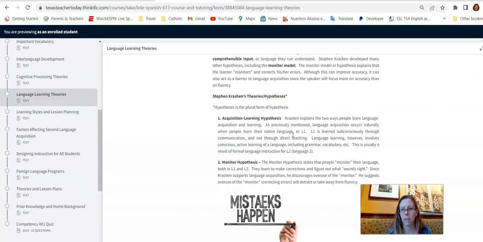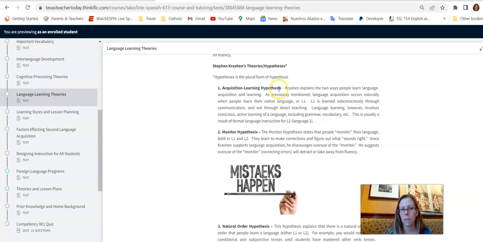But let's get started with this so you can learn a little bit about Stephen Krashen. So his first theory or hypothesis is the acquisition learning hypothesis. And he says there's a difference between language acquisition and language learning.